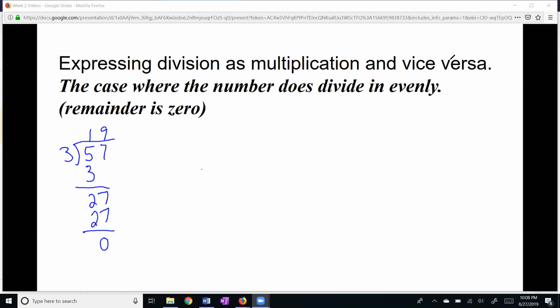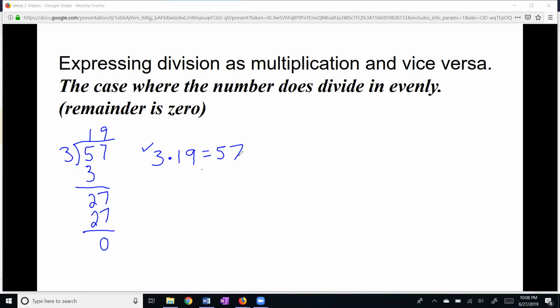Now, very important is how we check it. And this isn't just important because it's a check, but it's also the relationship between multiplication and division. So here's the check. We take 3 times 19, and that equals 57. And it does check, but the important thing is expressing the division statement as a multiplication.